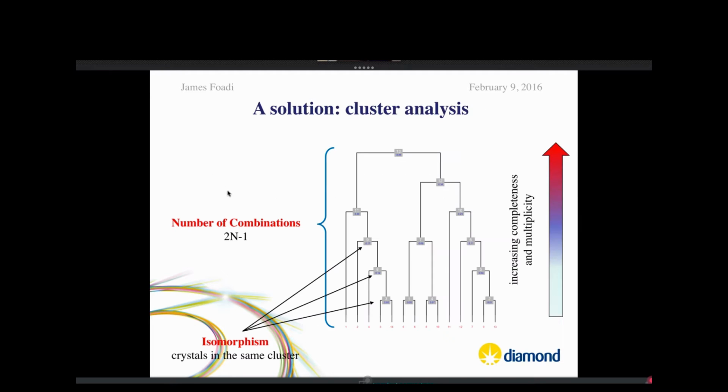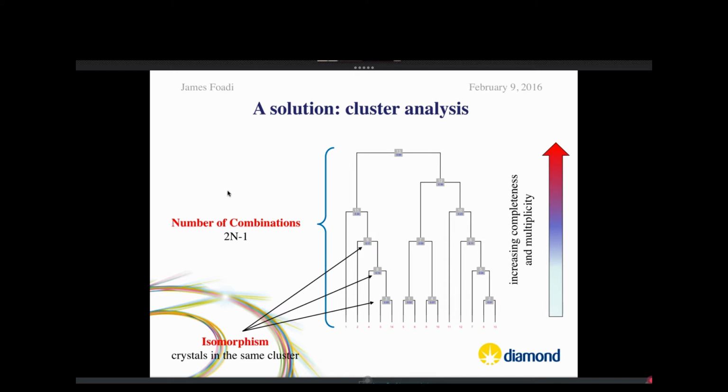And among the many solutions to the two problems just described, we have adopted one that makes use of cluster analysis. In hierarchical cluster analysis, n-1 clusters are formed out of n objects. This number is orders of magnitude smaller than the 2 to the power n value mentioned before. Furthermore, clusters are formed out of similar objects. With cluster analysis, we obtain a manageable number of datasets with decreasing isomorphism, matched by increasing completeness and multiplicity.